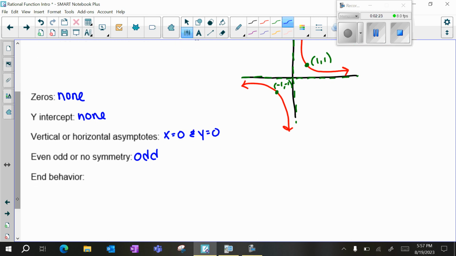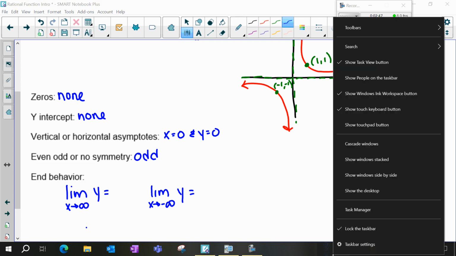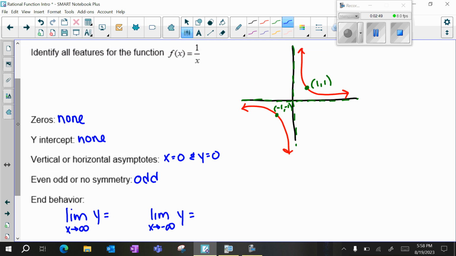And end behavior. So remember, now we're writing our end behavior in limit notation. So I need the limit as x approaches infinity of y, and the limit as x approaches negative infinity of y. So as I'm approaching positive infinity, that's the right-hand side of my graph, and my graph is going here. Remember that your limit is like your height. So here it's leveling off. The y value is getting closer and closer to 0.